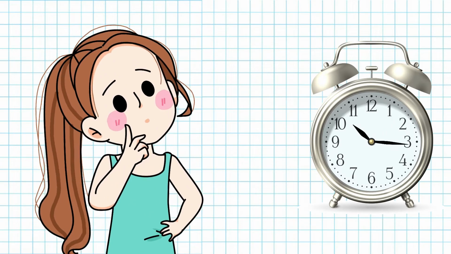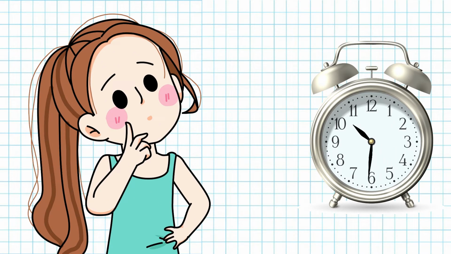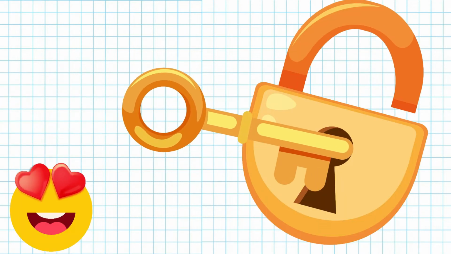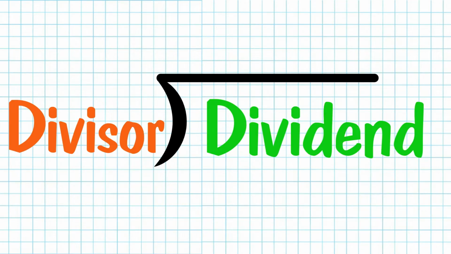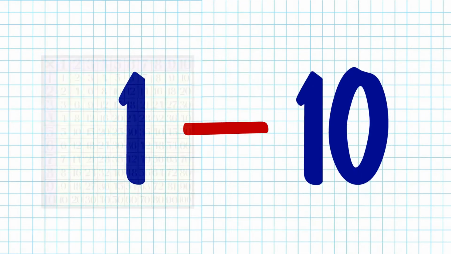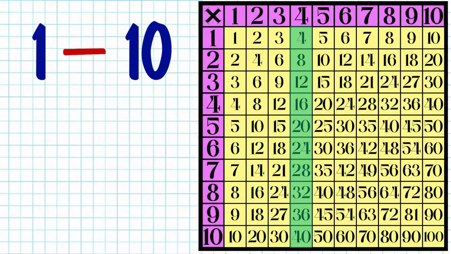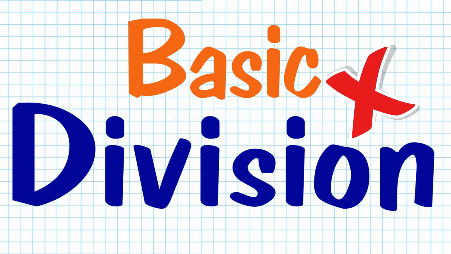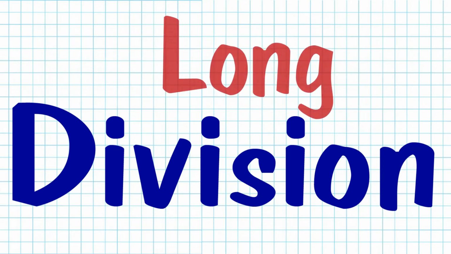So, without wasting more time, let us start understanding how to do long divisions and when we need to use them. The key to solving long division is, you need to see if the dividend, the number we are dividing, is a multiple of any number from 1 to 10, or closer to their multiple. It will be solved using the basic division method. But if not, we will be using the long division method.